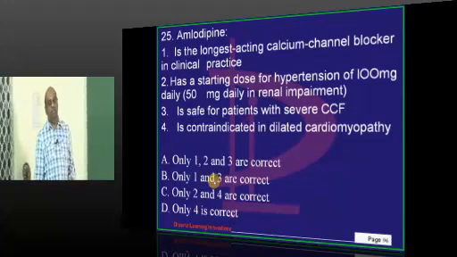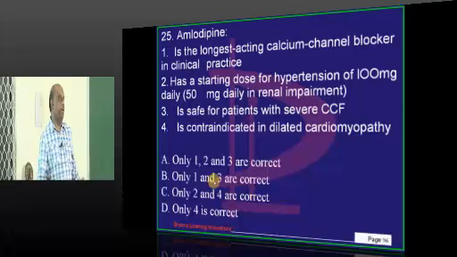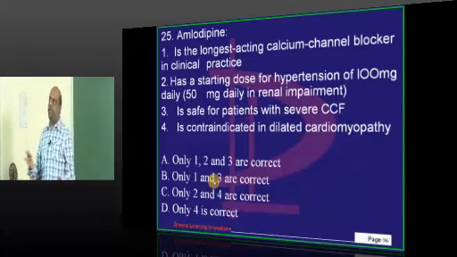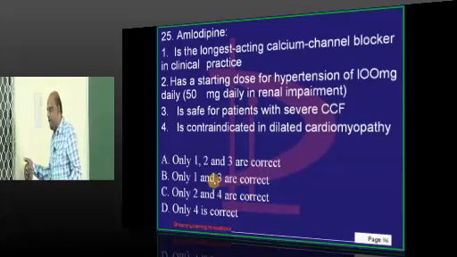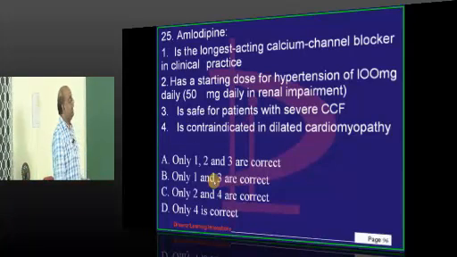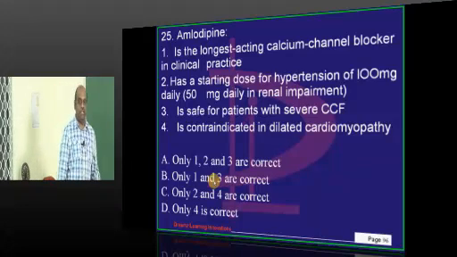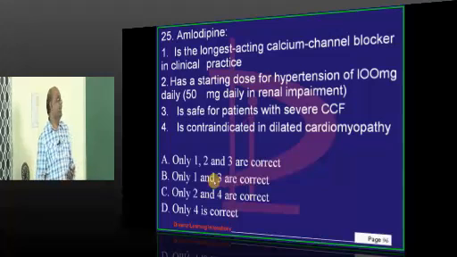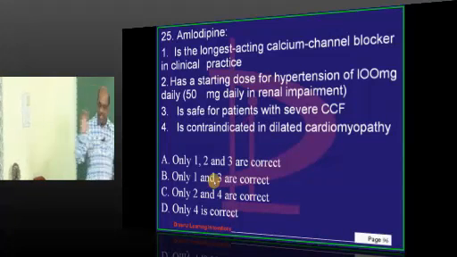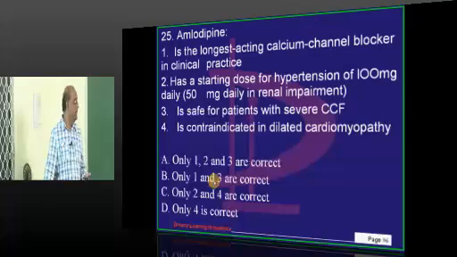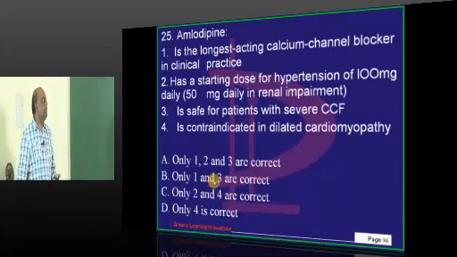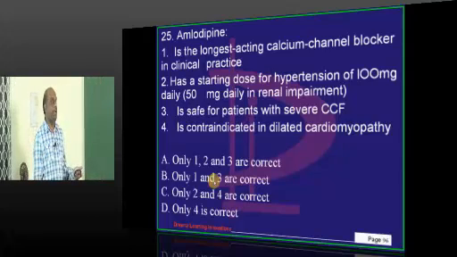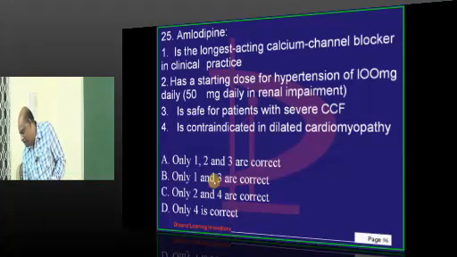Now coming to amlodipine, what is your stand on amlodipine? Does it differ from that of nifedipine, nicardipine, nimodipine when it comes to the duration of action? What is its starting dosage? Very common drug given by house surgeons in the casualty. Can you give it safely in the patients who have congestive heart failure? And in dilated cardiomyopathy, is it safe to be given, or you don't want to give in the people who have dilated cardiomyopathy? Question number 25. What's your confident answer, doc?